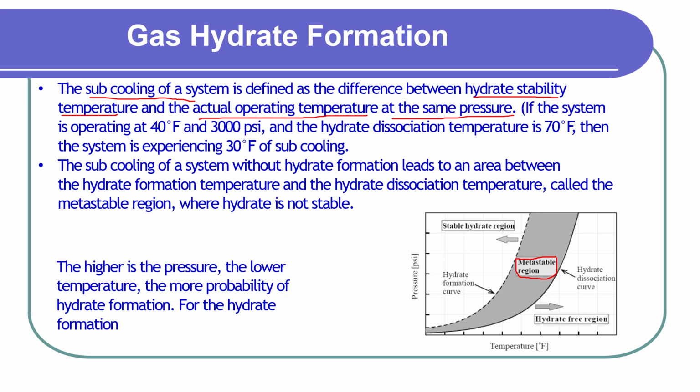So when we are talking about subcooling of a system, we are talking about the difference between the hydrate stability temperature and the actual operating temperature, but both have to be at the same pressure. Now, if you have a system, for example, that operates at 40 Fahrenheit and the pressure is 3000 psi, and the hydrate dissociation temperature is around 70 Fahrenheit, this means that the system is experiencing around 30 Fahrenheit of what we call the subcooling.